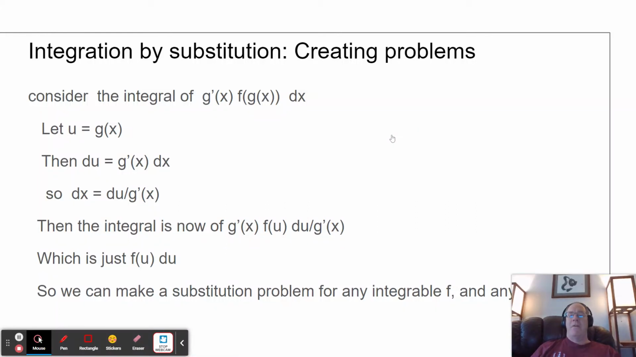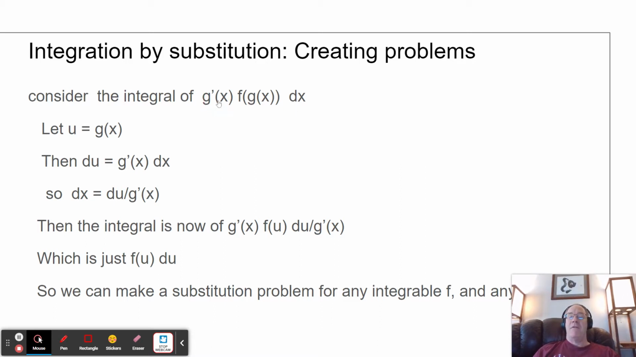Hi, Chris Kuzmal here. Today we're going to be solving integration by substitution by looking at how you create problems of this form rather than trying to figure out how to solve problems of this form. Of course, in doing so, we'll make it easier to solve problems of this form.